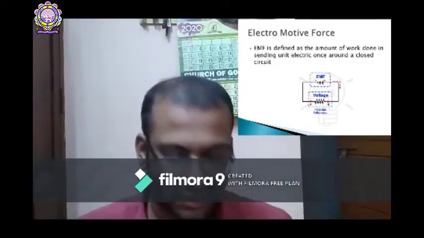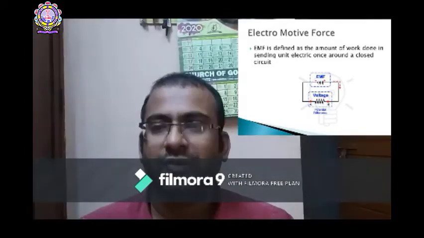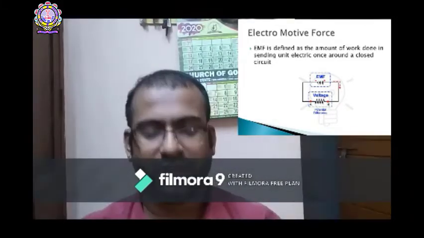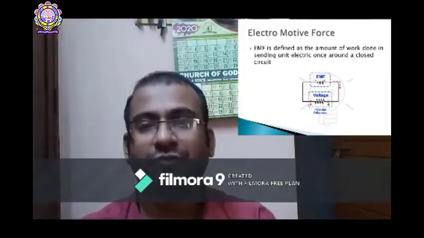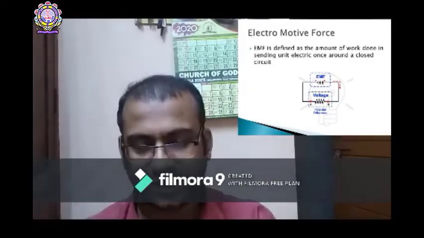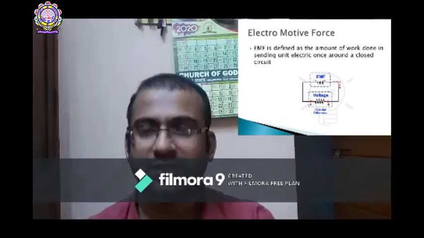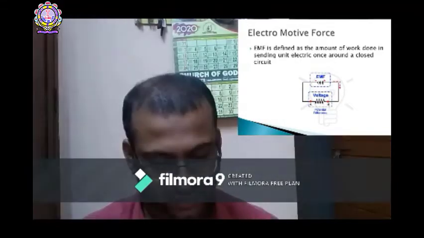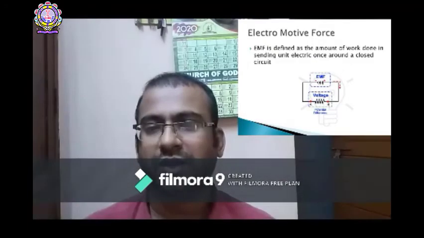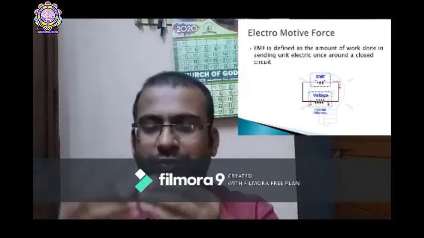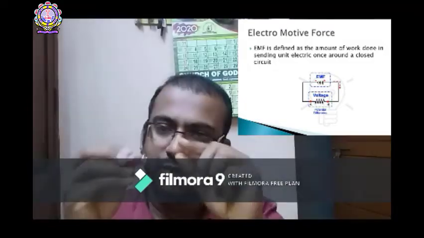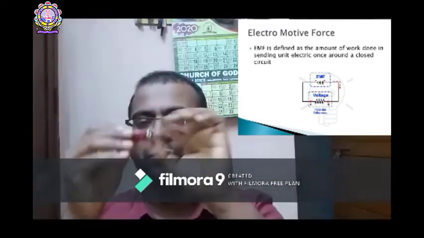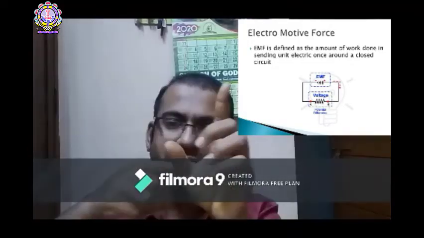So, the definition of electromotive force, I will read it for you. Electromotive force is defined as the amount of work done in sending unit electric charge once around a closed circuit. So, it is the work done. Some work is needed to push a charge from here into the circuit. Because of this force, the charge is flowing in the circuit.